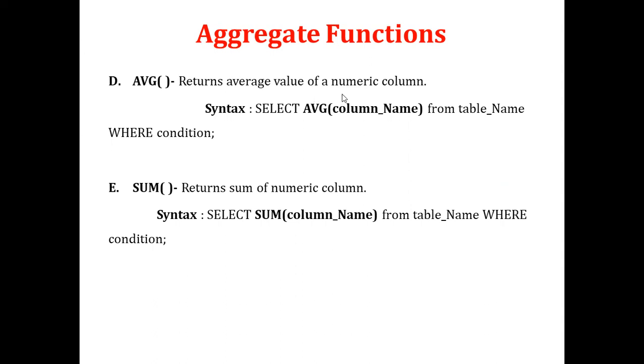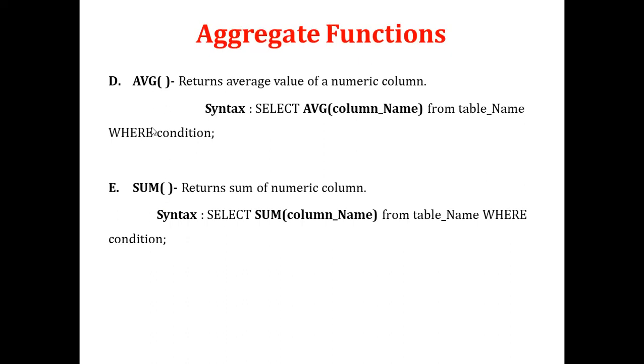The thing you have to remember is that the average function can be implemented only on a column which contains numerical data. The syntax is SELECT AVG, followed by the column name, then FROM the table name. You can implement this on the whole table, or you can put down a condition with the help of the WHERE clause.